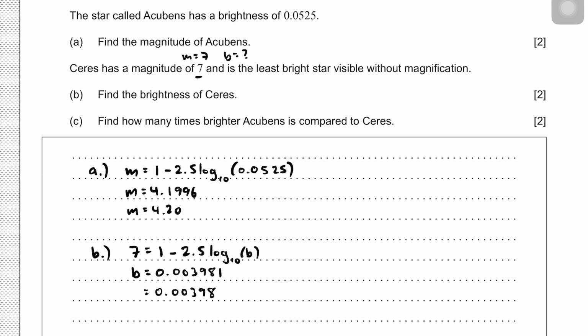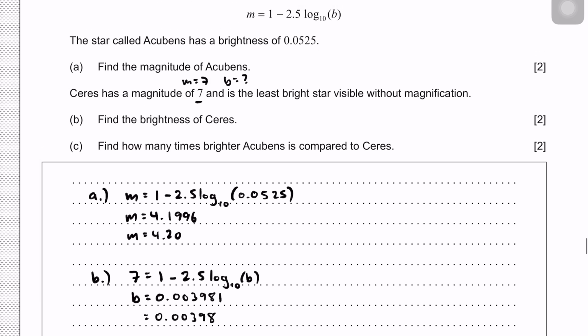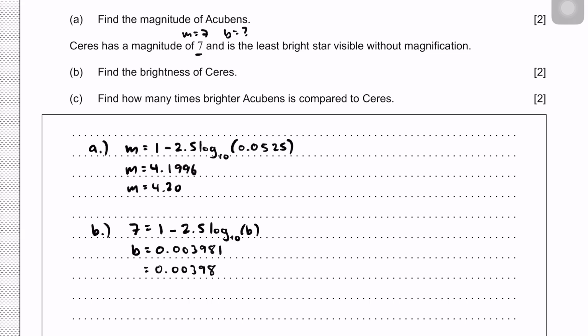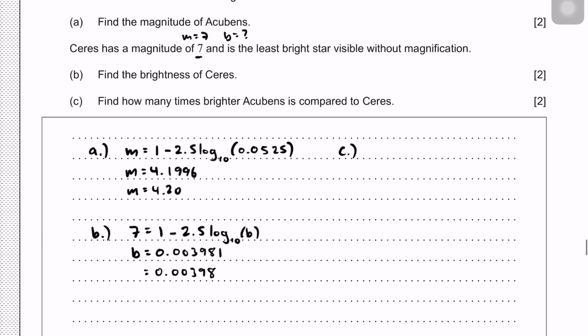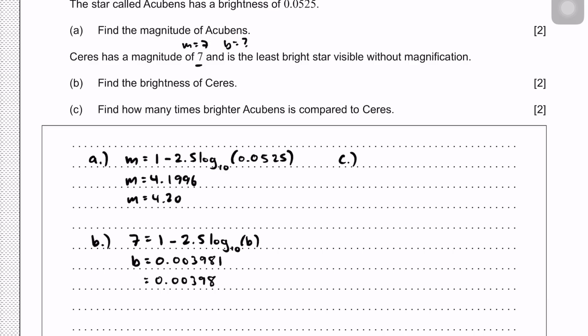Part C. Find how many times brighter Acubens is compared to Ceres. All right. So we know the brightness of Acubens, and we know the brightness of Ceres. So essentially we're asked to find, in some sense, a ratio. So the brightness of Acubens compared to the brightness of Ceres. Let's write this: brightness of Acubens over brightness of Ceres. What does that look like?